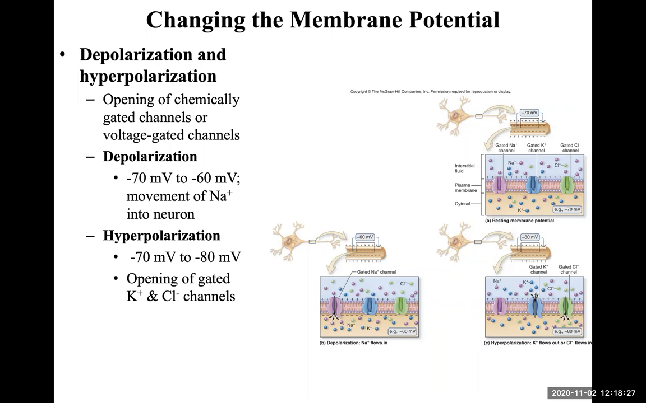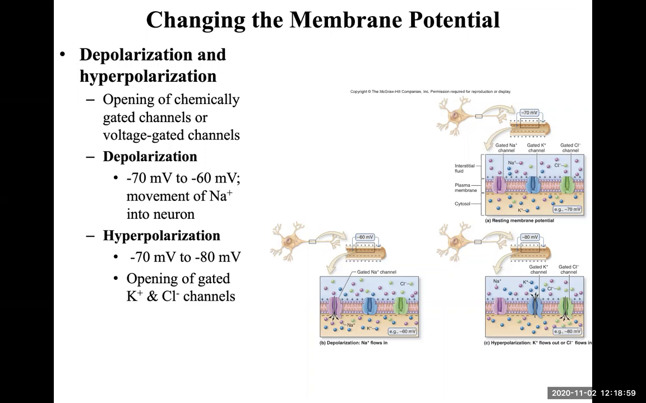And then what happens at that positive value, positive 30, is that the voltage gated sodium channels will close, and the voltage gated potassium channels remain open. And so based on that, potassium will leave the cell through the voltage gated potassium channels, and having that positive charge leave will drop the membrane potential back down to the resting membrane potential of negative 70.